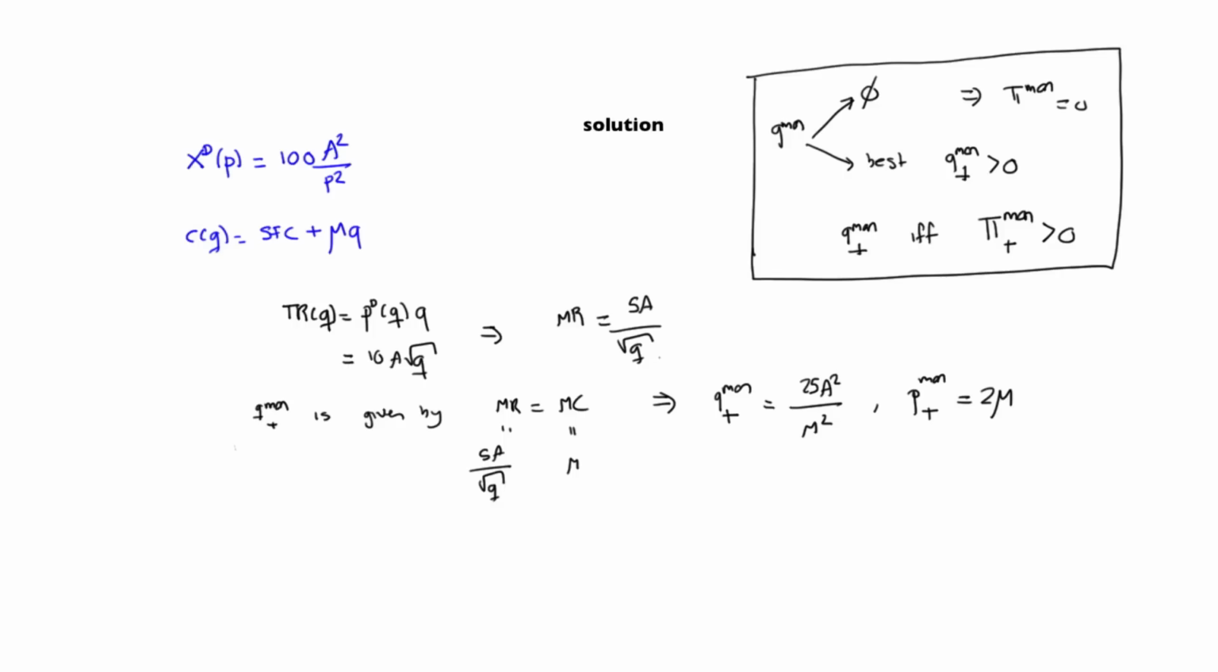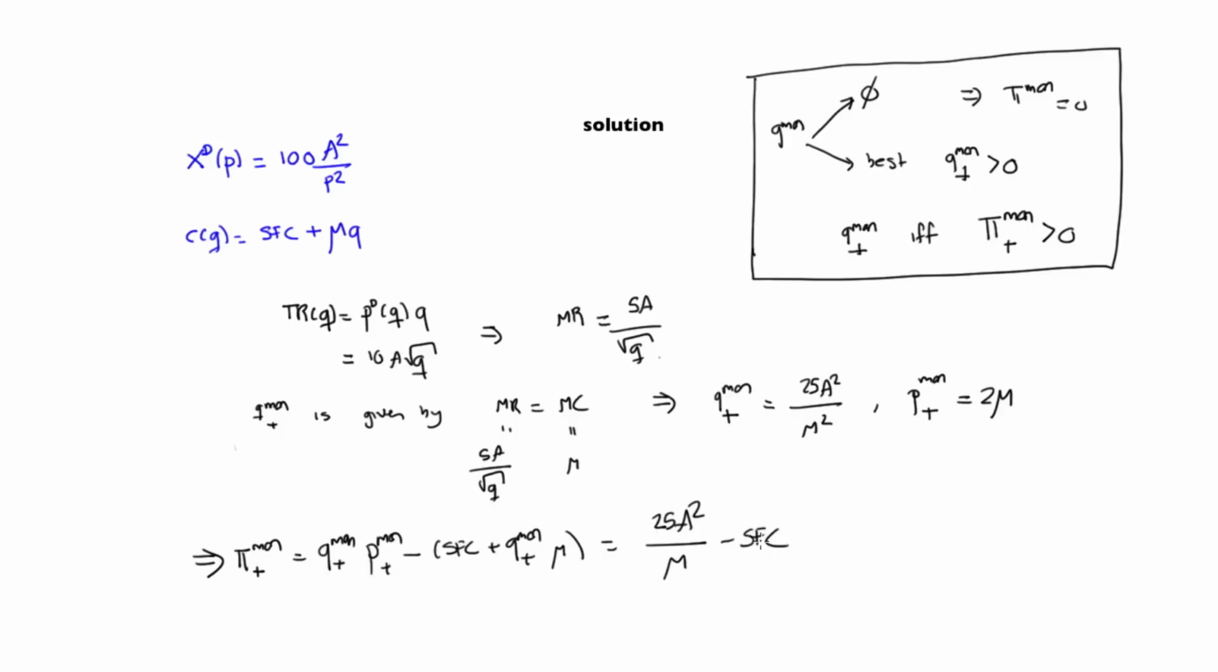Now, given this, we get that the profits of the monopoly in the case of positive production is equal to the quantity that it produces times the price that it gets per unit minus the total cost of production, which are the semi-fixed cost plus Q monopoly times mu. And if you do the algebra, you get that this is equal to 25A squared divided by mu minus the semi-fixed cost.